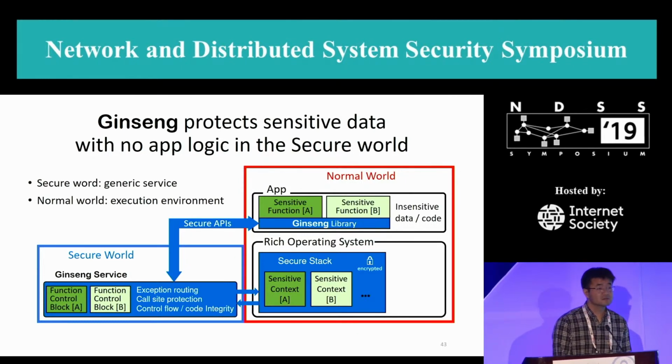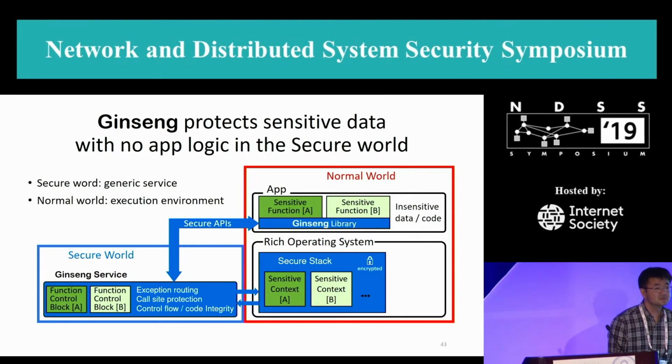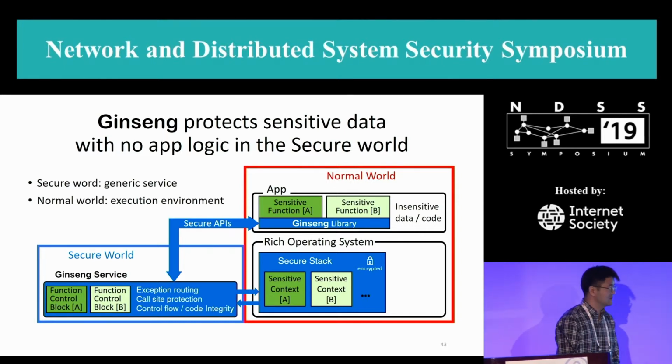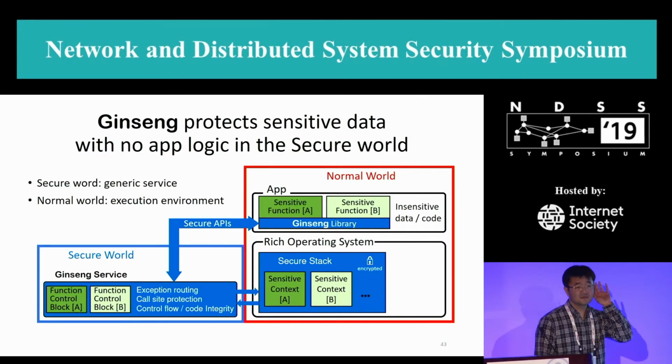Suchu, Stony Brook University. Could you please explain how the sensitive contexts are mapped to each application? How do you keep track of them if they're managed by the OS? So you have a secure stack for each application, right? In the secure memory. Can you hear me now?